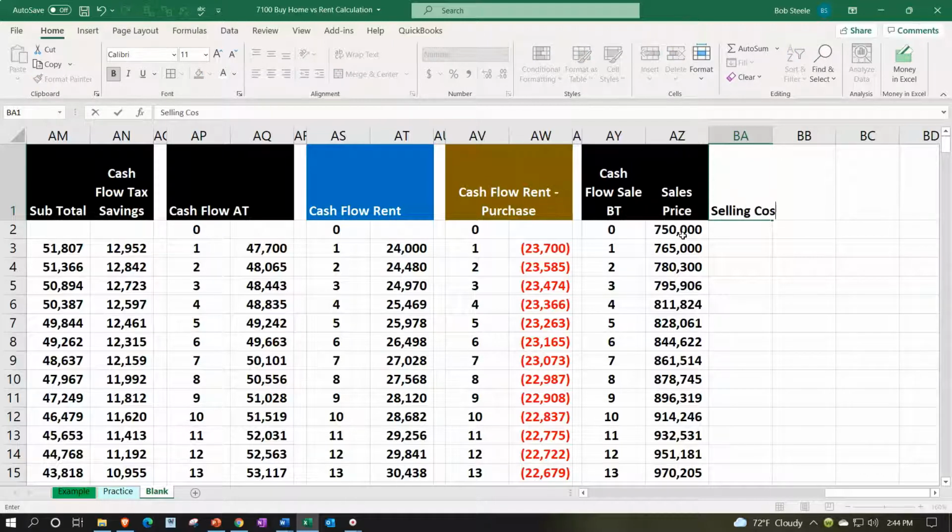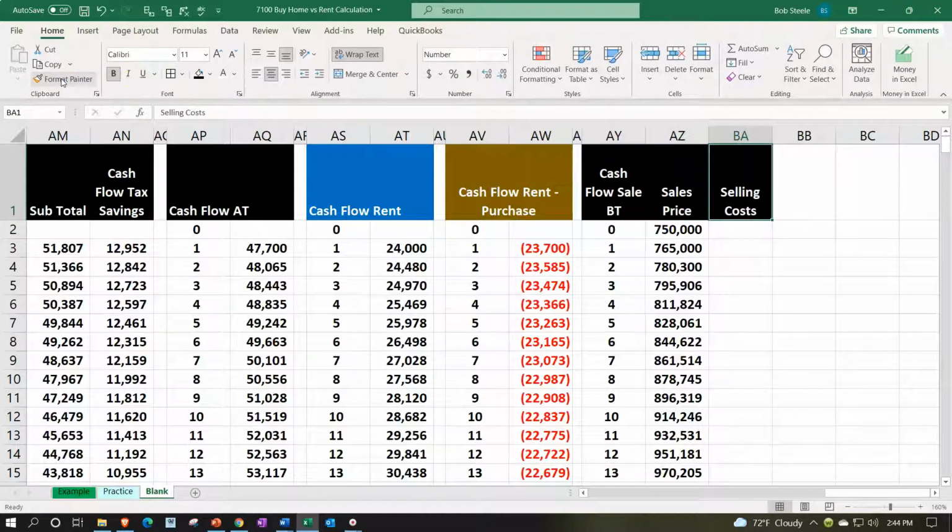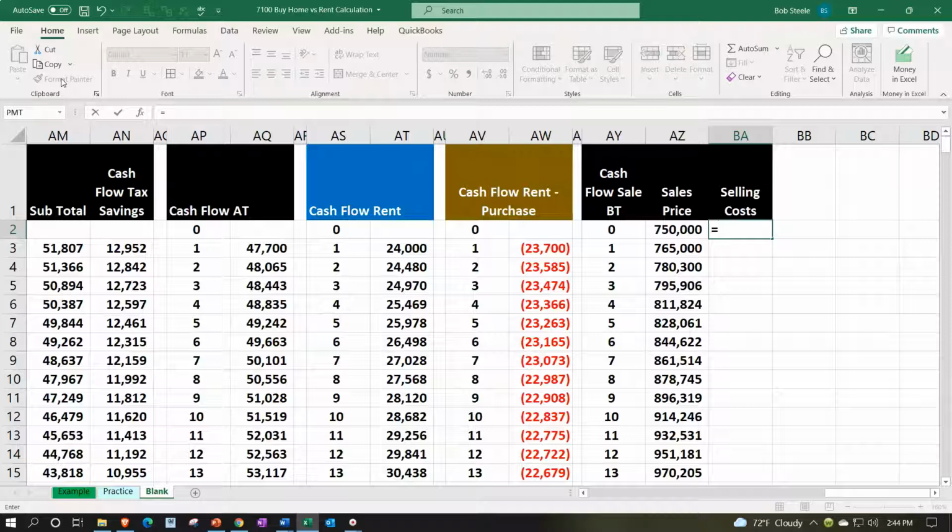Selling costs then. Let's do the format painting here, format painter. It's going to cost us just basically the selling costs, which we're going to say is a percentage of the sales price that we'll have to take into consideration. So let's do that. This is going to be equal to the sales price times the selling cost.